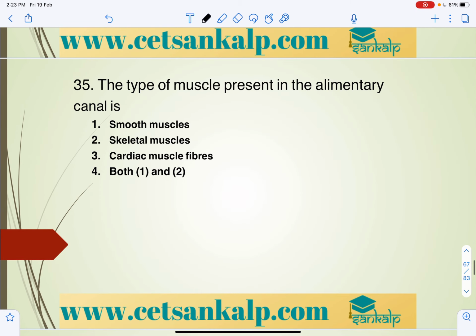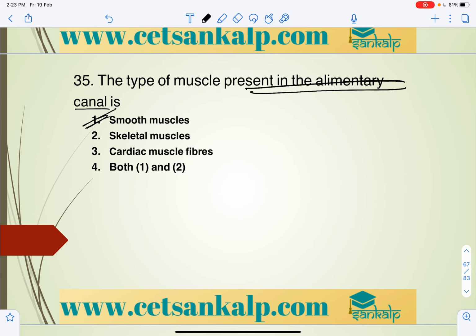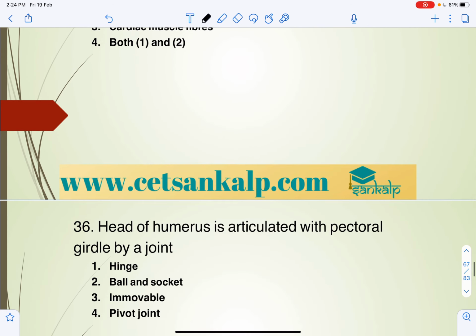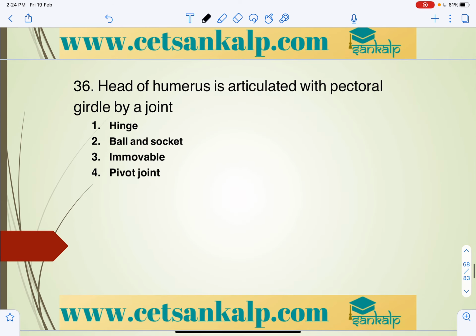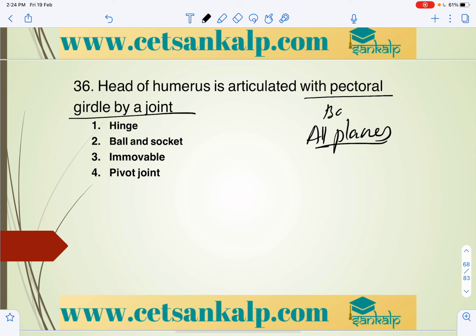Next, the type of muscles present in the alimentary canal. Just now we discussed, they are smooth muscles. Next, the head of the humerus articulates with the pectoral girdle by what type of joint? There will be movement in all planes, and it is called ball and socket. I have mentioned this, ball and socket, but not the other. The movement will be there in all planes because of the ball and socket joint.